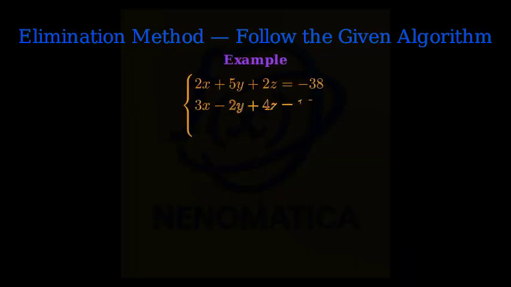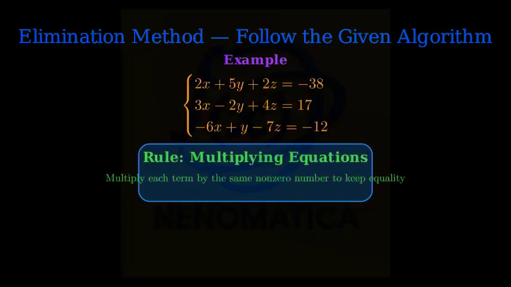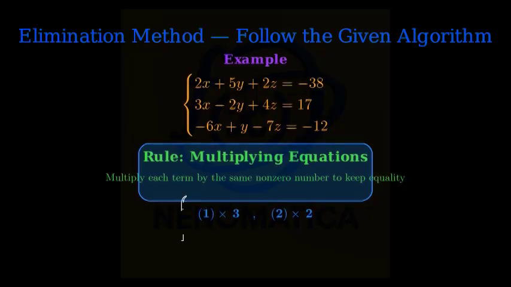In this example, we will solve a 3-by-3 linear system using pure elimination, following the exact step order shown on screen. First, display the word example, then the problem statement in bold orange latex. Step 1. Multiply the first equation by 3 and the second equation by 2, leaving the third unchanged. This preserves equality because we scale every term in an equation by the same non-zero number. Now show the scaled system.